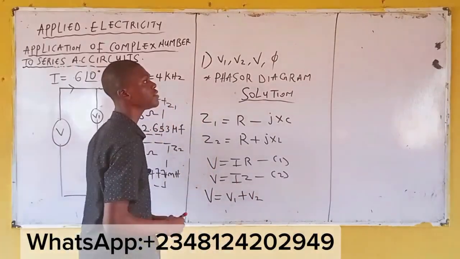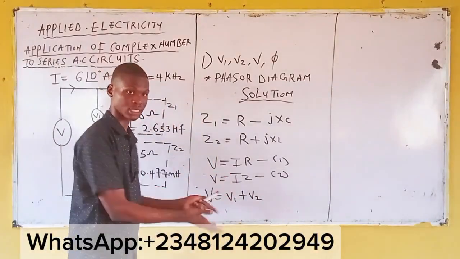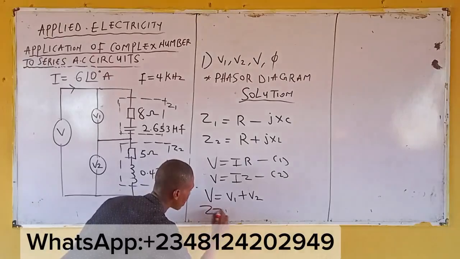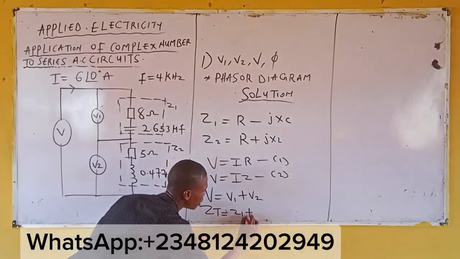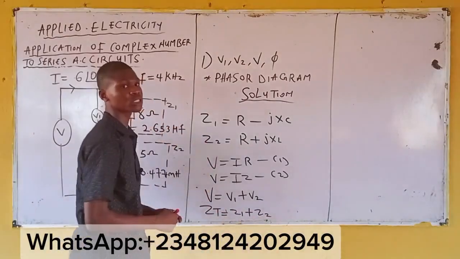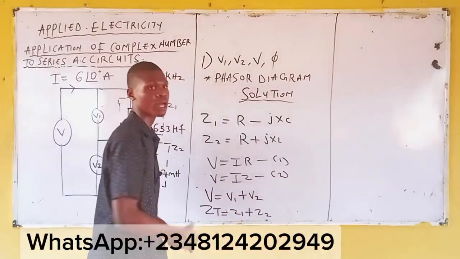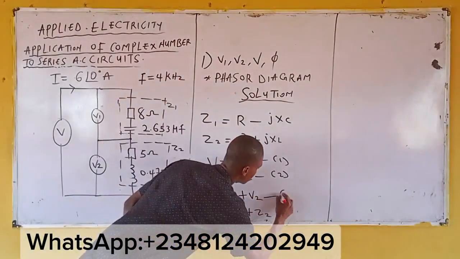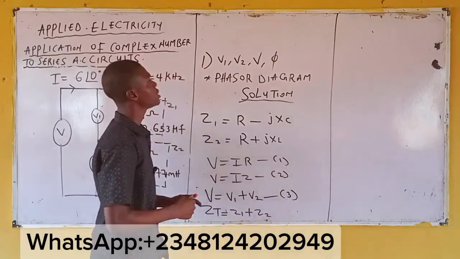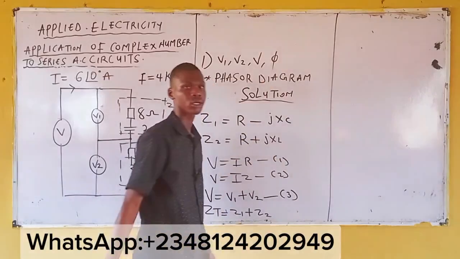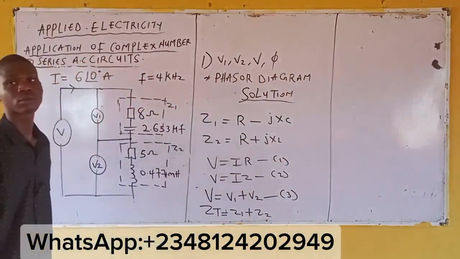Also take note that if the question says find the total impedance, same idea. For total impedance, you have Z1 plus Z2. But in this case, the question just says find the total supply voltage, so you are using equation 3. Then next up, what are we asked to find?